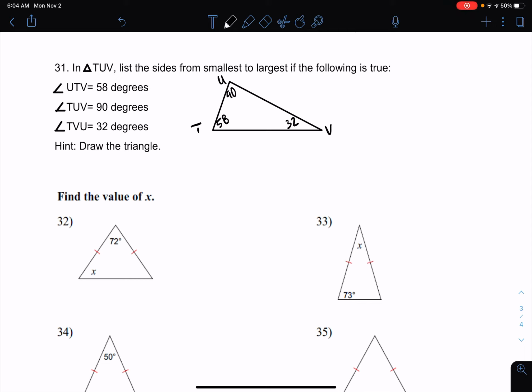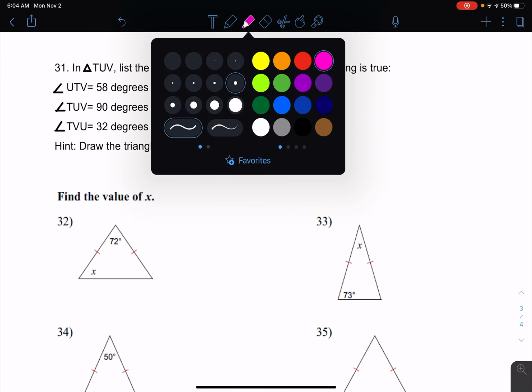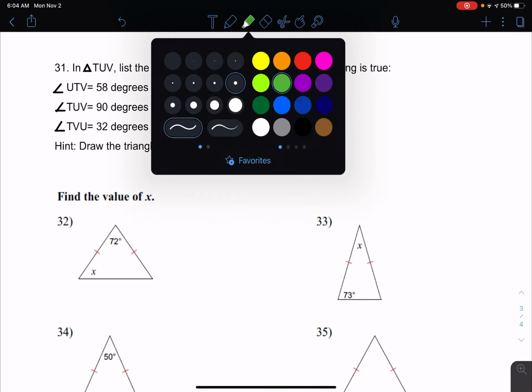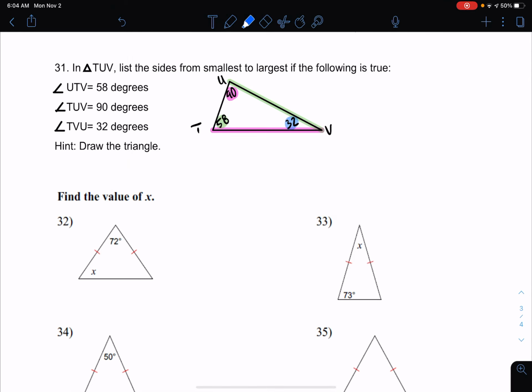So this one looks a little bit drawn to scale. That's good. It looks like it actually matches. So my largest side is opposite 90. So that means from here to here is going to be my largest side. My middle one is going to be 58. So that's from here to here. And then opposite my smallest angle is 32. So opposite that one is over here.